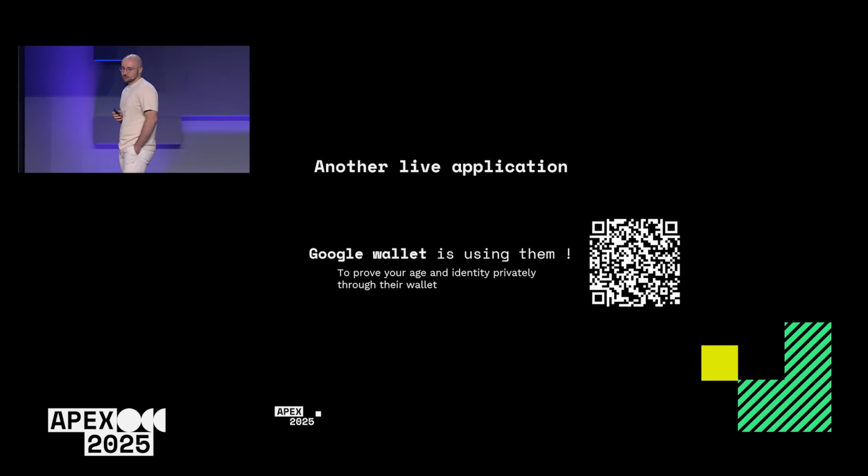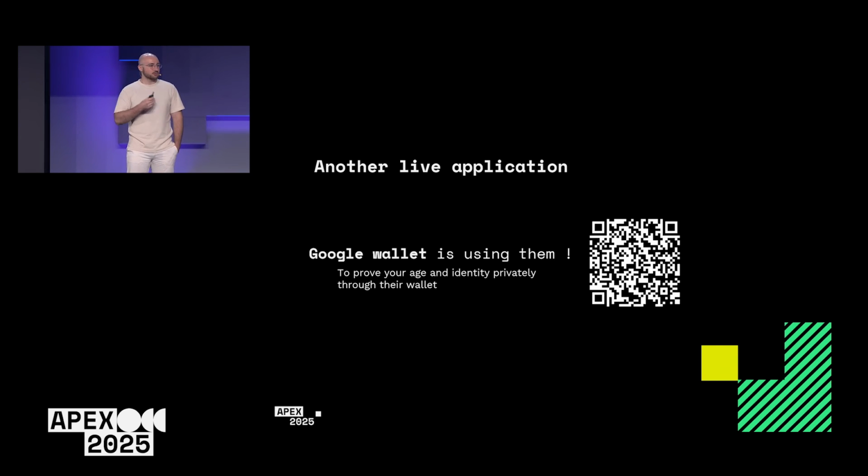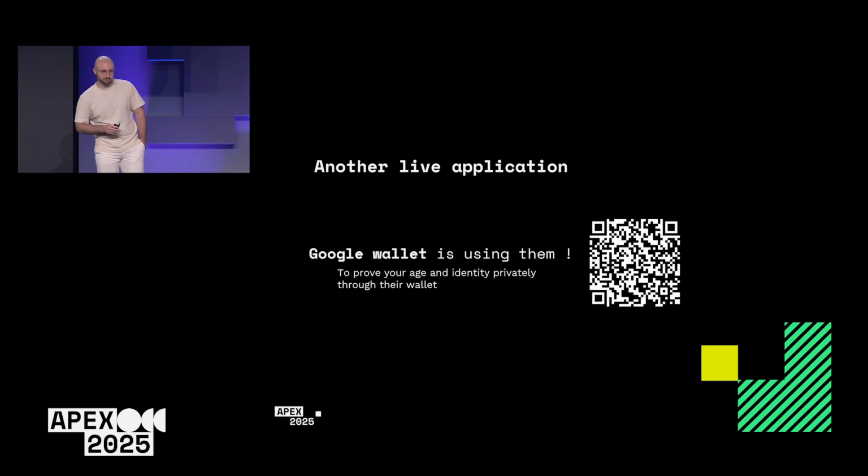Another live application you can use right now if you have an Android phone is Google Wallet, which is using them. You can use them to prove your identity or things about you without revealing any additional information. It's brand new. It started a few months ago. So if you want to check, there is an article here.